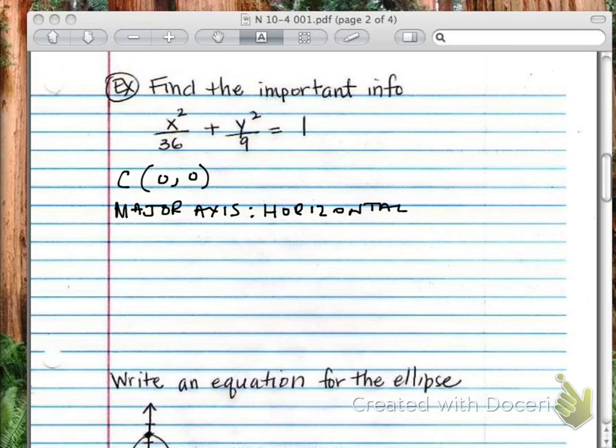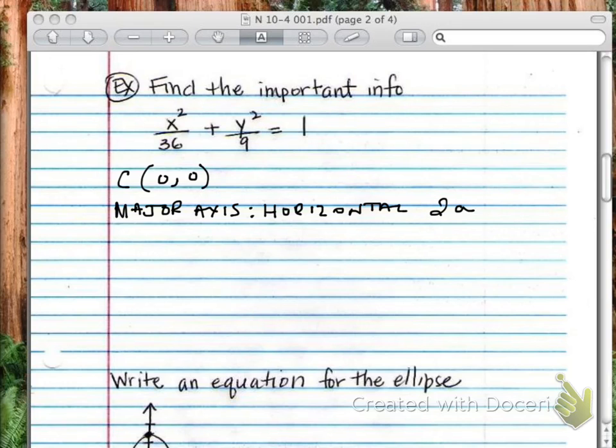Now, we don't just need to find out which it is. We need to also talk about how long it is. What's the length of the major axis? It's not 36. How do I find the length of the major axis? What's the formula? 2a, right?